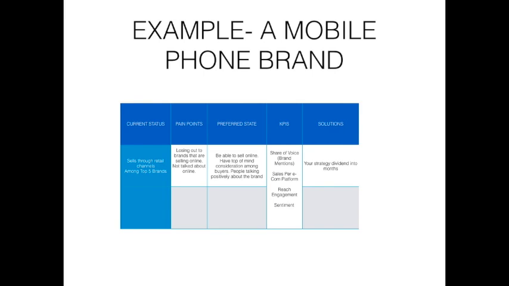Now, how are these three goals going to be measured? That would be shown under the KPIs column. So for people talking about the brand, the metric would be share of voice. We should track the share of voice, and we should create a strategy to see more people talking about our brand.